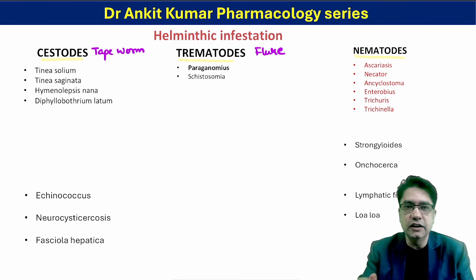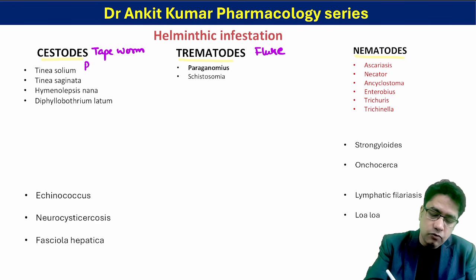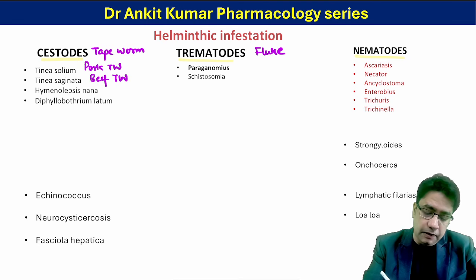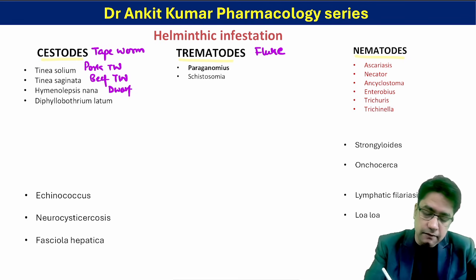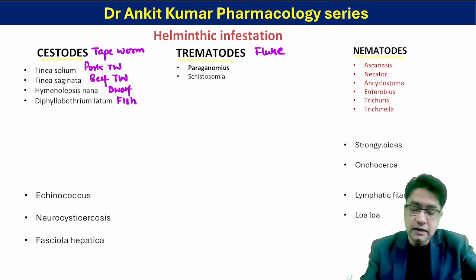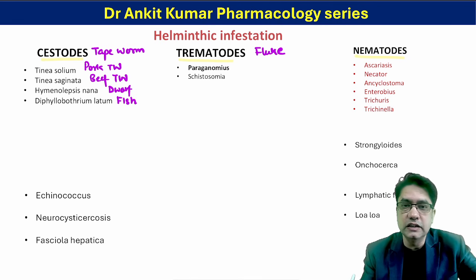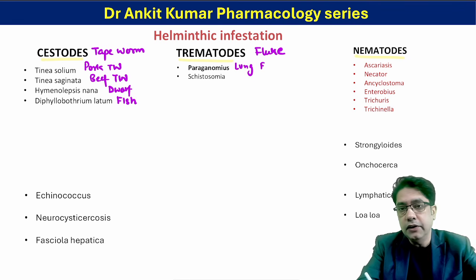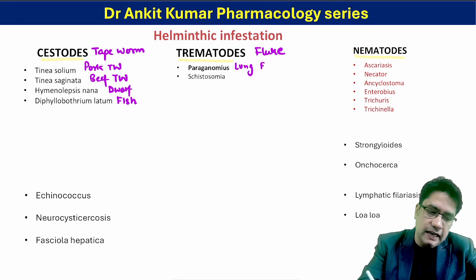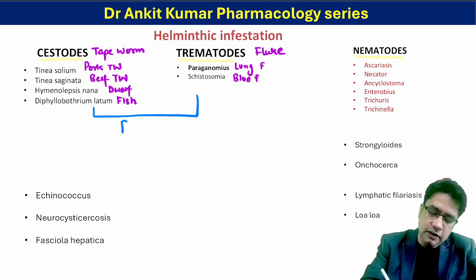If we write the names of cestodes: Taenia solium, which is known as pork tapeworm, Taenia saginata, which is known as beef tapeworm. Similarly, we have Hymenolepis nana, which is known as dwarf tapeworm, and Diphyllobothrium latum, which is known as fish tapeworm. Similarly, in trematodes, the one asked was Paragonimus, known as lung fluke. Another very important one is Schistosoma, which is known as blood fluke. Now remember, for all these cestodes and trematodes, the drug of choice is praziquantel.